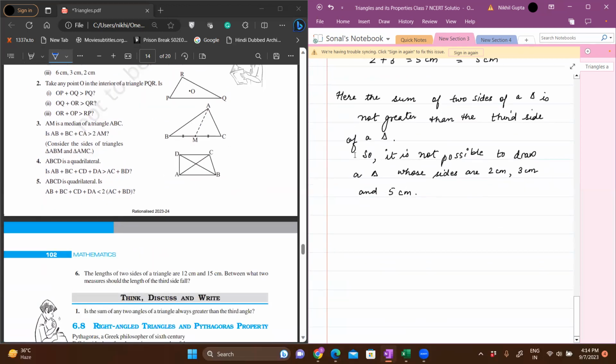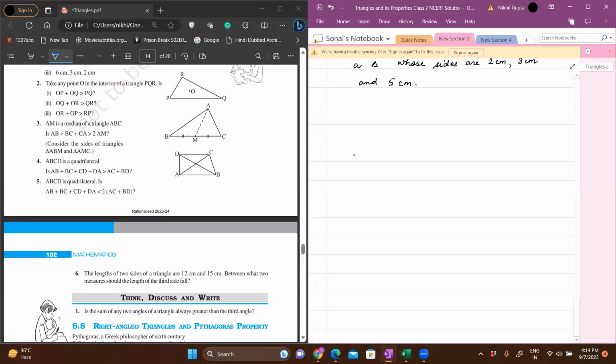Now if we talk about question number 2, that is very easy. You all can do it. We are moving on to question number 3 now. Question 3 says AM is a median of a triangle ABC. Is AB plus BC plus CA greater than twice of AM? So as we know that the sum of the lengths of any two sides is always greater than the third side.